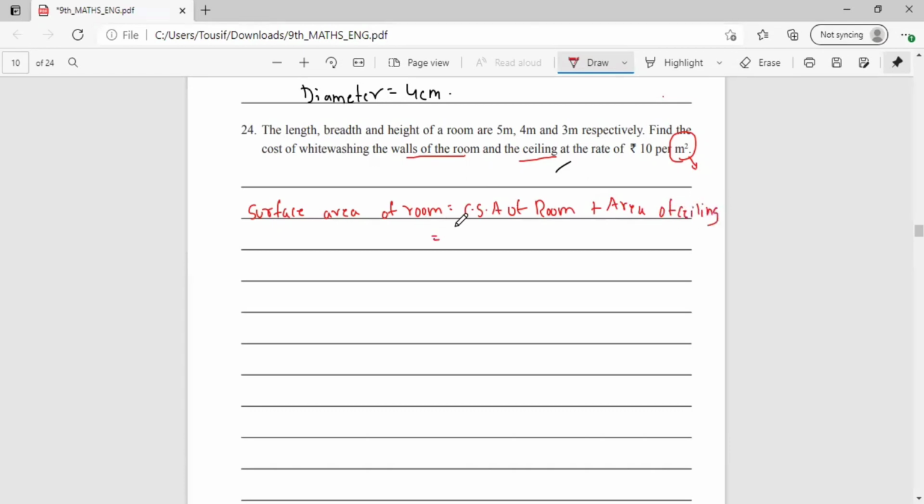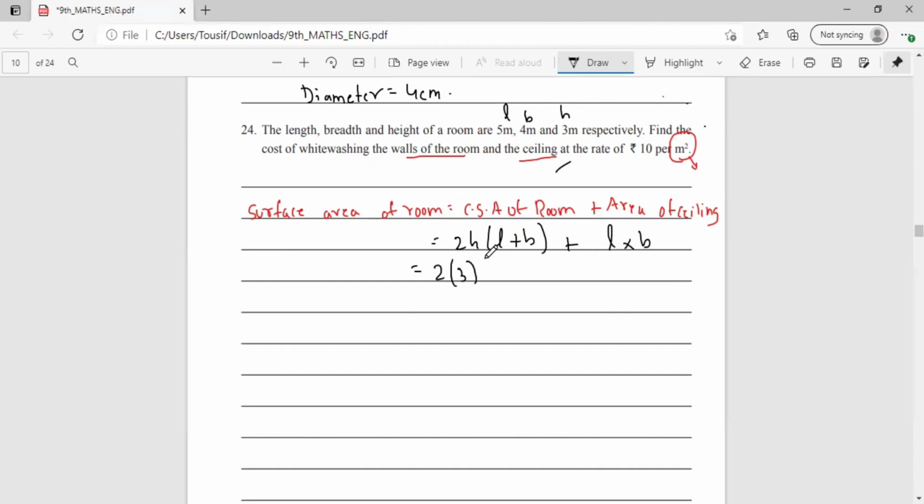The curved surface area of room formula is 2h of length plus breadth, plus area of ceiling. As you know, each face of the cuboid is in the shape of a rectangle, so we have to apply the rectangle formula, that is length into breadth. That is the formula for the area of a rectangle. So 2h. Okay, we missed writing out the given data. So this is our length, breadth, and this is our height. So let us substitute the values.